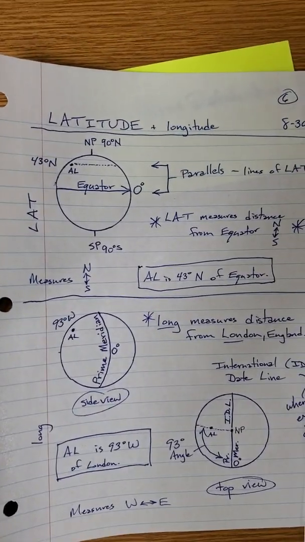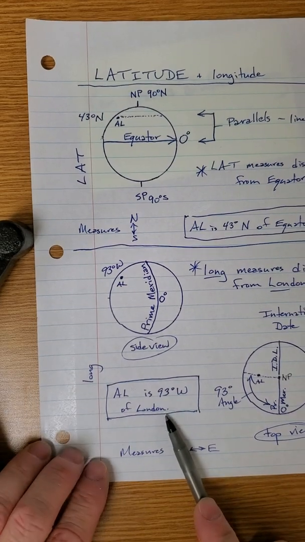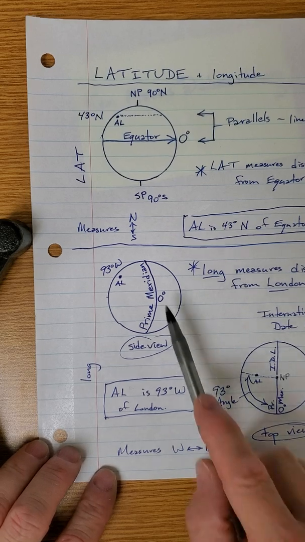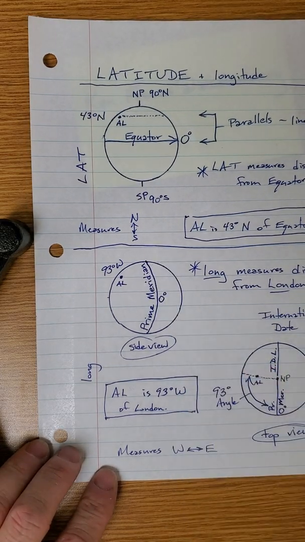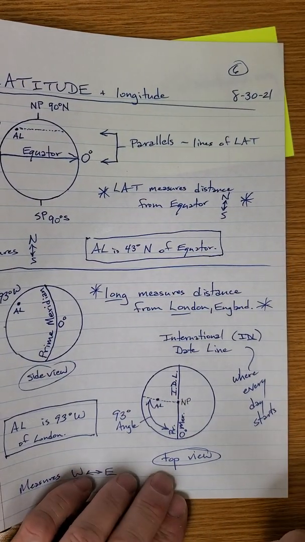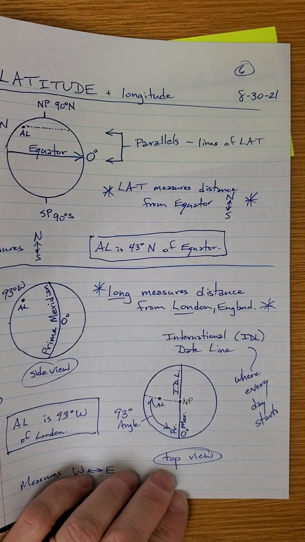All right. We're almost done. So what I wrote here was Albert Lea is 93 west of London. Longitude measures west to east. Latitude measures north to south. I wrote International Date Line where every day starts. I hope you're back tomorrow so you can walk around with the GPS outside so you can see how this works. All right, I'm going to hit stop.